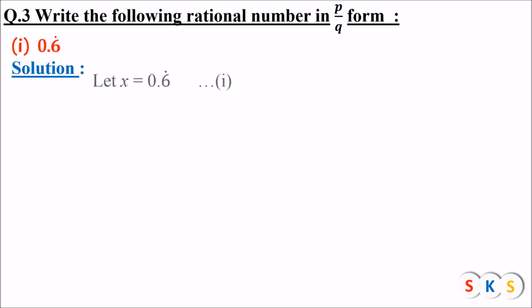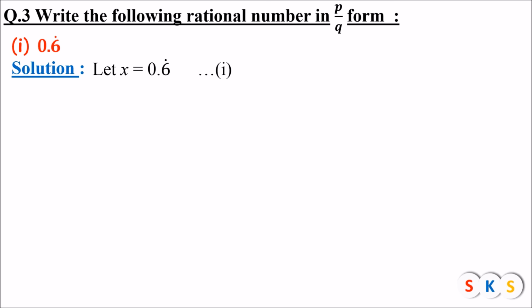Let x equal 0.6 repeating. I have considered that this number equals x, and that is equation number 1. Now look over here, how many digits are repeating again and again? One single digit, 6. So what we will do, we require one 0, that means we will multiply by 10. Why 10? Because only one digit is repeating, 6. If 2 digits repeat again and again, then we will multiply by 100. If 3 digits repeat, then we will multiply by 1000.